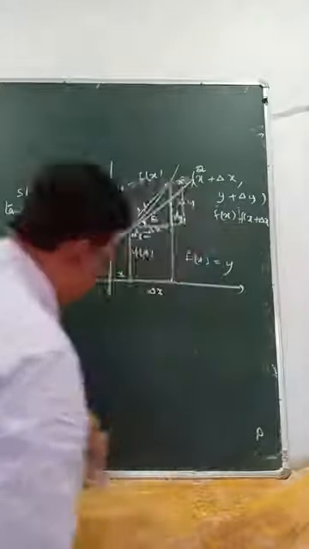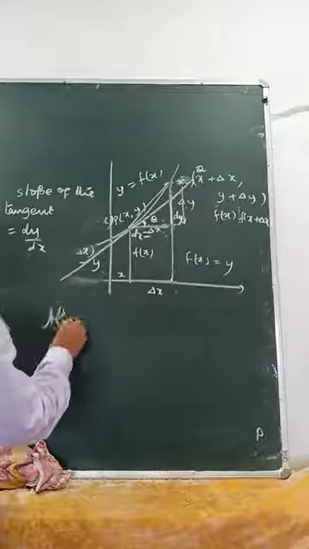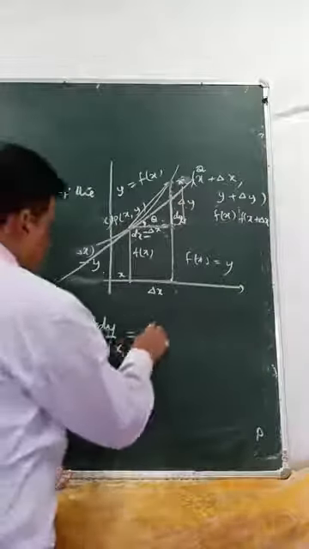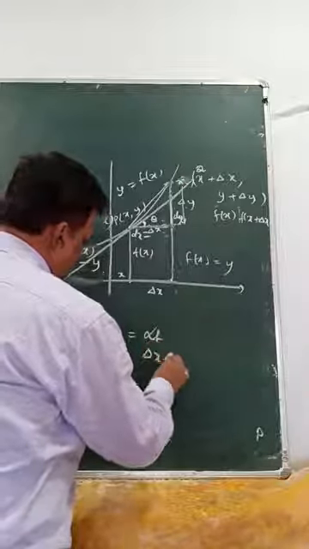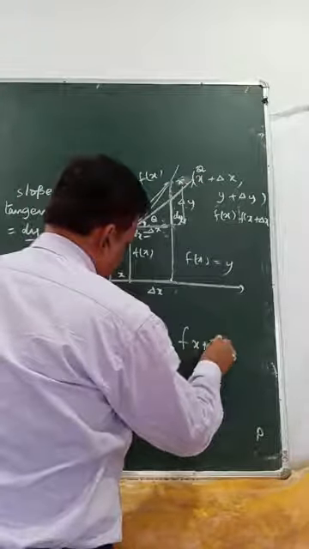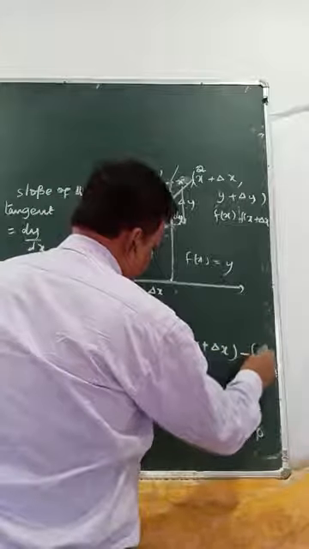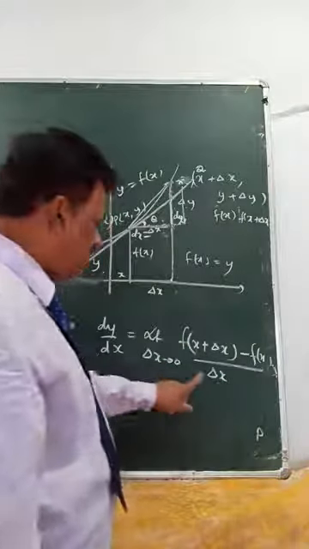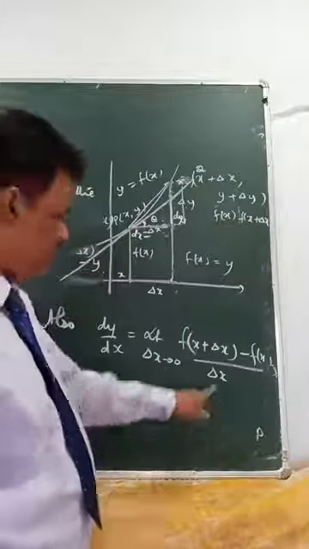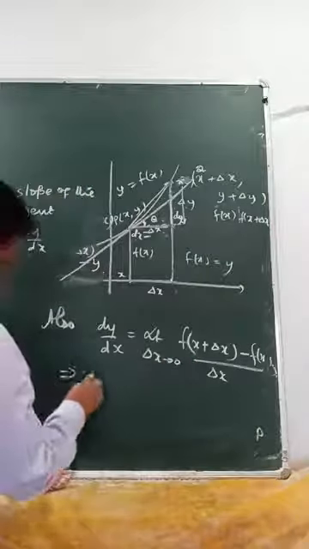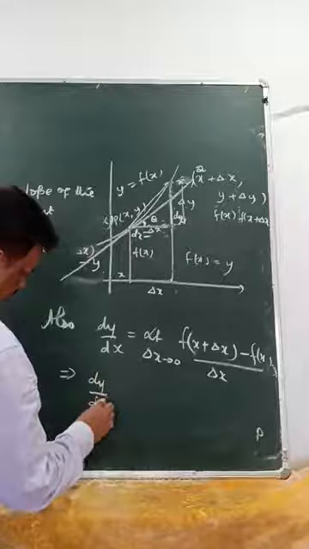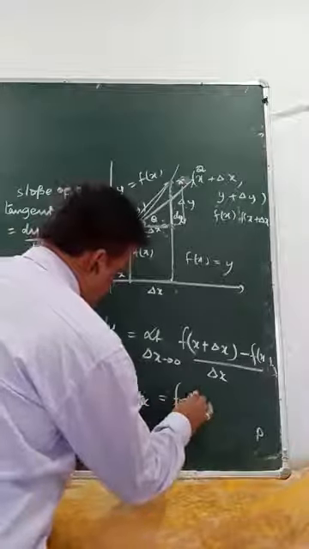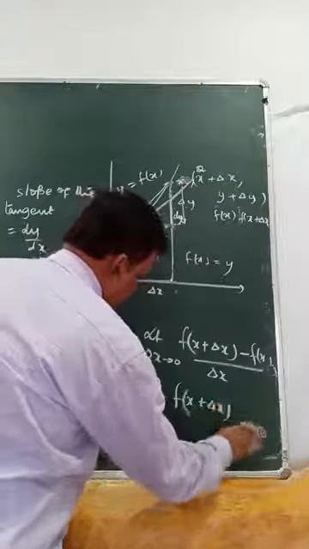So now back to my question. How have you defined dy by dx? You have defined it as the limit as delta x tends to 0 of f of x plus delta x minus f(x), divided by delta x. Delta x is not 0 here; delta x is a small value which approaches 0. Now if I take this to this side, I find dy by dx times delta x becomes f of x plus delta x minus f(x).